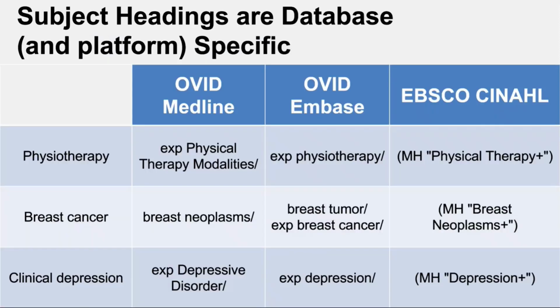Subject headings are database and platform specific. So the subject headings that you use in Medline are different from the subject headings that you use in Embase, are different from the subject headings that you use in CINAHL. And this is important to keep in mind because this is the reason why it is important to search one database at a time and to individually in each database look up what the subject heading for your concept is, because it's not necessarily going to be the same. You can't just use the Medline subject headings in CINAHL and expect to get useful results.